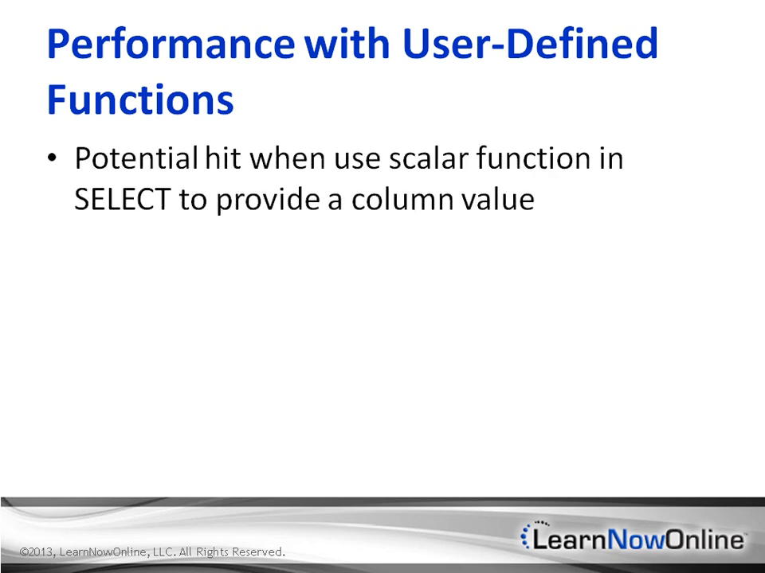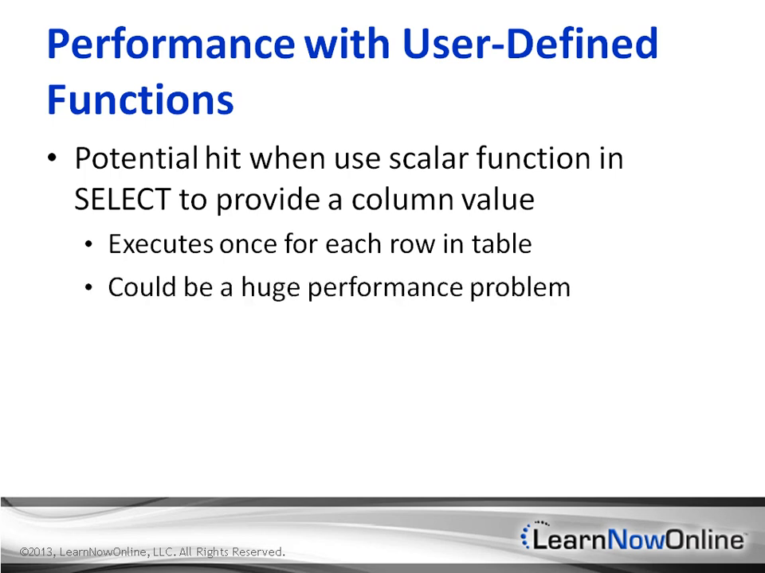The biggest potential hit to performance is when you invoke a scalar function in a query to provide a column value. In that situation, the function executes once for every row in the result set. If the result set is huge, that can mean that your UDF is being executed many, many times, and that can have a huge negative performance impact on large result sets. Now I'm going to take a look at an example that demonstrates this problem, although it's a little bit contrived.